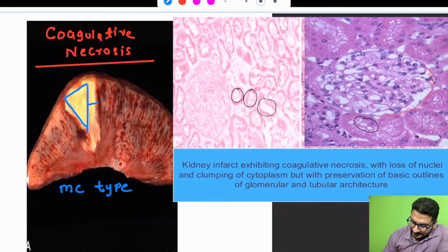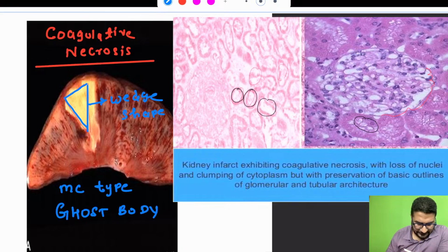You will see a typical wedge shape infarct. कभी कभी nucleus गायब हो जाएगा. When the nucleus sometimes disappears, what do we call this? इसको क्या बोलते हैं? We call this ghost body or ghost cells, right? ये rapid revision है, PDF will be shared. So understand this thing.